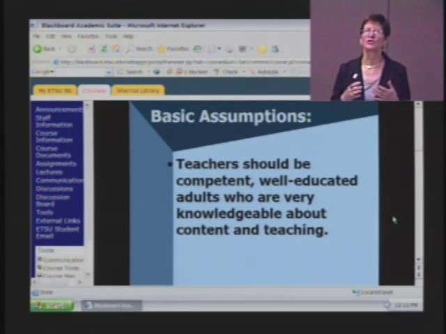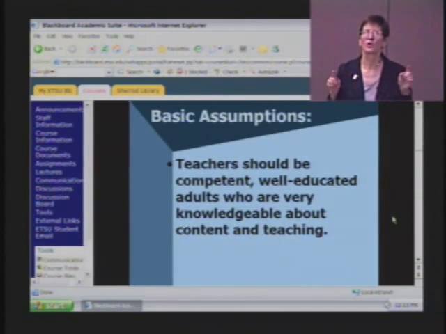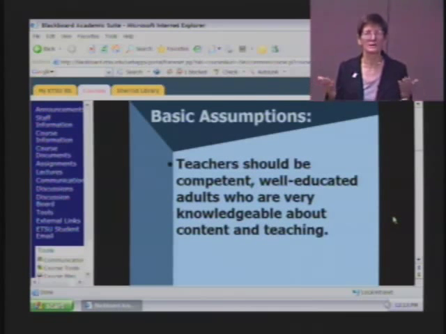Authoritative approaches do not see the teacher as being a dictator up on top. Again, the teacher's authority derives from his or her knowledge and abilities. Authoritative approaches say that teachers should be competent. They should be well educated adults, knowledgeable about the content that they're teaching, and knowledgeable about teaching and how to teach. So they have an authority base for their teaching. This approach puts high expectations on teachers. You're expected to know what you're doing.